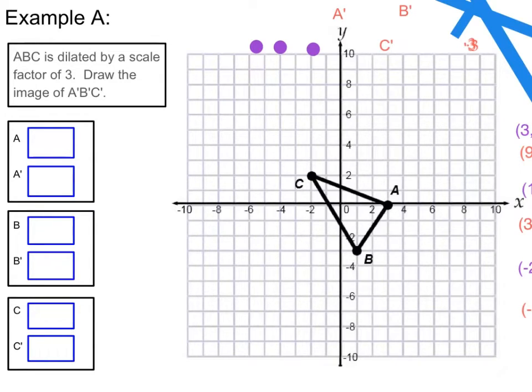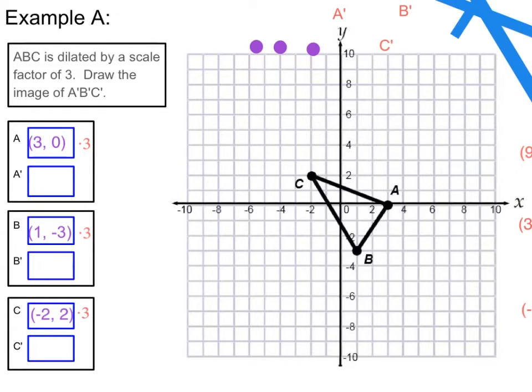So let's take a look at our graph here, and we see that A is at positive 3, 0. We see B is at 1, negative 3. And we see C is at negative 2, 2. So now, as we talked about, we're going to multiply each of the points by the scale factor. So I'm going to put times 3 for A, times 3 for B, and times 3 for C. So now I'm going to perform the dilation.